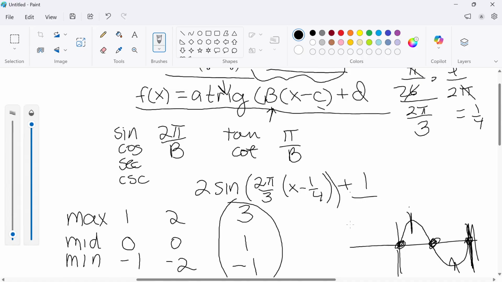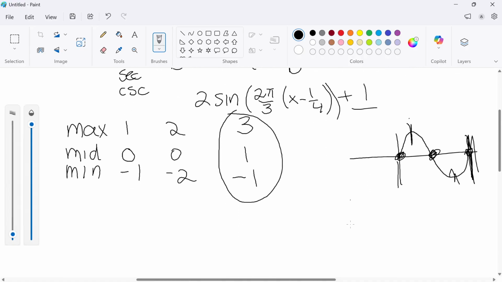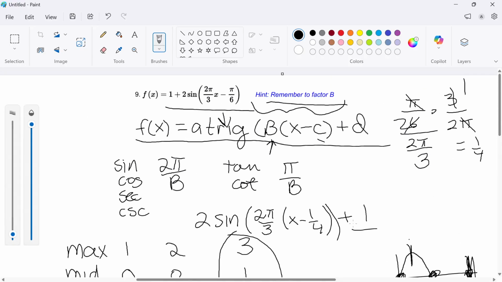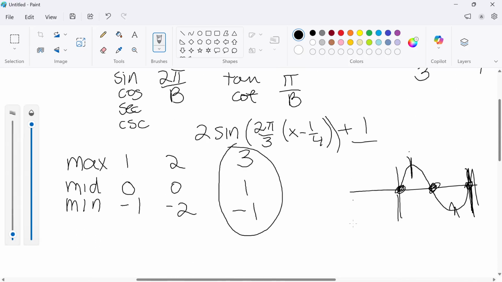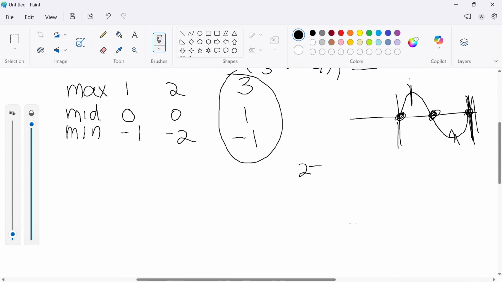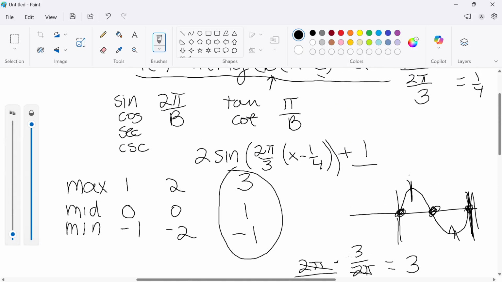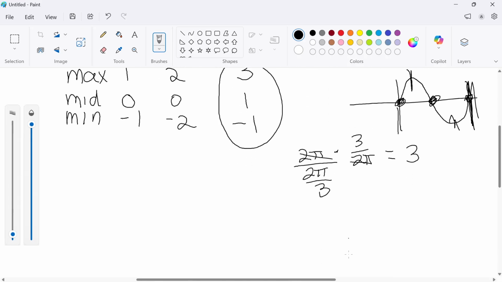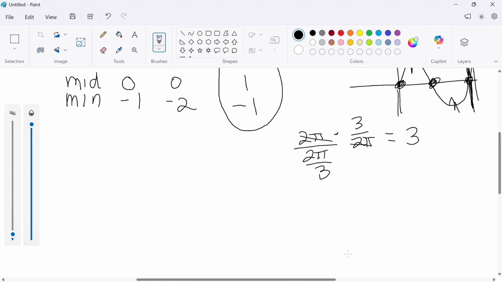So how am I going to find the period of this one? Well, it's going to be 2 pi divided by 2 pi over 3, which is multiplied by 3 over 2 pi. I just flip it and multiply. That's equal to 3. So the period is 3. Where does it start? Well, sine usually starts at 0, but this one says minus 1/4. It's opposite of sine, so it's going to start at 1/4 or 0.25.